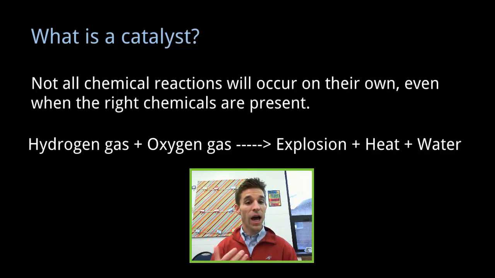For example, hydrogen gas and oxygen gas, when you put those two things together, they can react in a very violent explosion because hydrogen is flammable, and you get some heat, and as it turns out, you also get a little H2O or water. But this chemical reaction doesn't happen spontaneously. That's a good thing because in the air, there's lots of hydrogen gas and oxygen gas. But you need a little bit of a catalyst in order to make that happen.